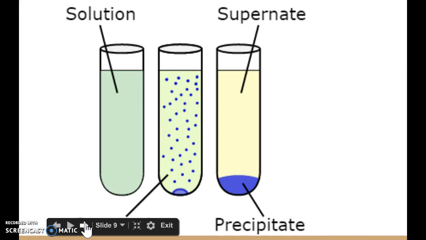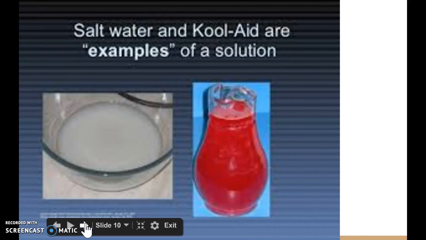When we're looking at solutions, if it's dissolved, it's called a solution. If it is simply being held up by the density of the liquid it's in, it's going to be a suspension. If you start to break the particles out and they settle at the bottom, that's a precipitate, and the liquid that goes to the top is a supernatant. Other examples of solutions: Kool-Aid and salt water. We talked about those.